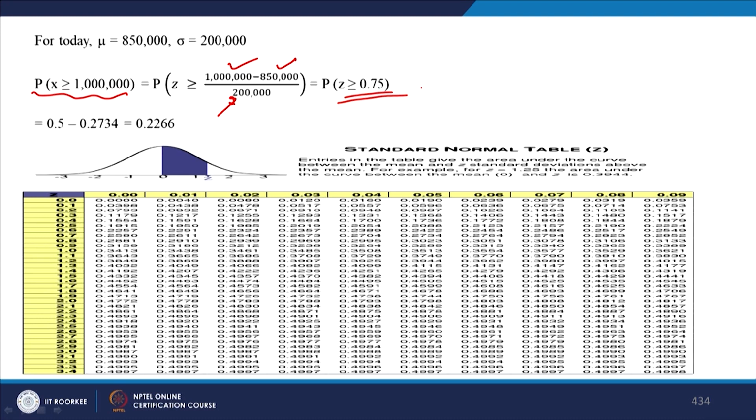Now, look at this table and see what the area is when the z value is 0.75. So, 0.7 and then 5, so this is 4 and this 4 and 5. So, let me redo it. So, this is 0.2734, this value.